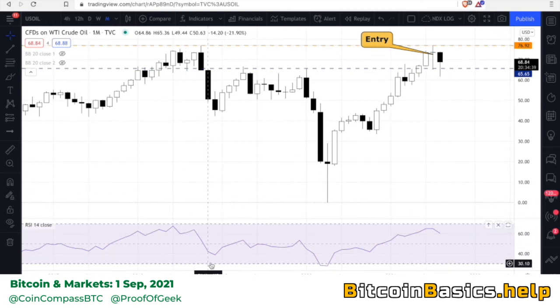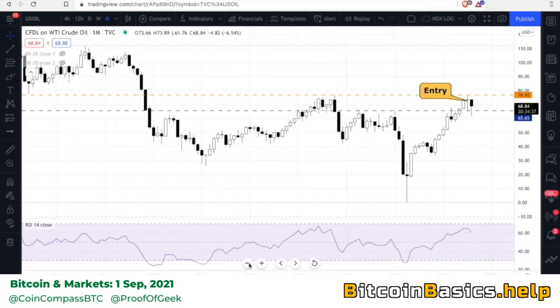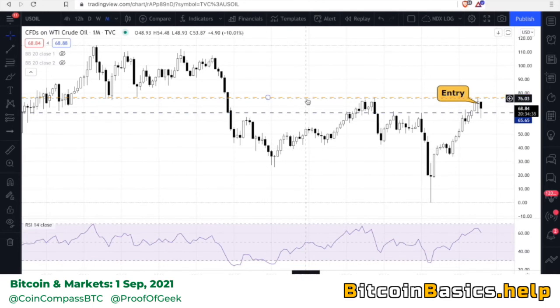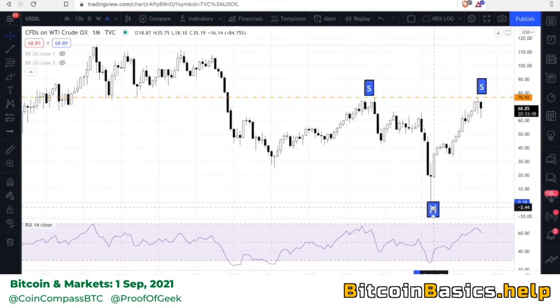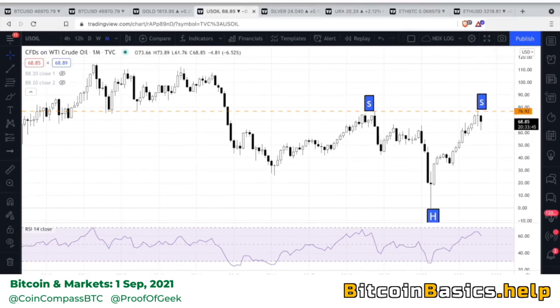This is an interesting month. We had a lower wick. Now, if we zoom out here, if we close above 76, this just looks like a beautiful inverse head and shoulders for oil. We close above 76, we're going up to 100 in my opinion.